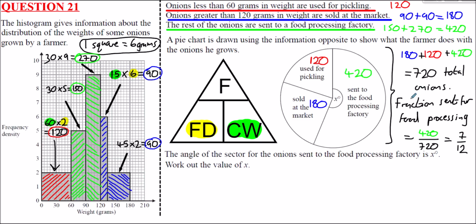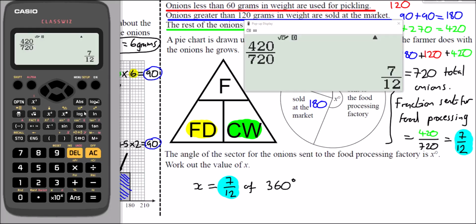So proportionally, if 7/12 of the onions go for food processing and the angle x represents the proportion, then angle x must represent 7/12 of the full circle. So therefore x must be 7/12 of the full 360 degrees. Because the fraction sent for food processing was 7/12, so we want that fraction of that circle. So 7/12 of 360 will give us our final answer.